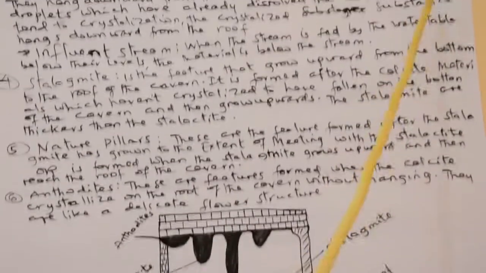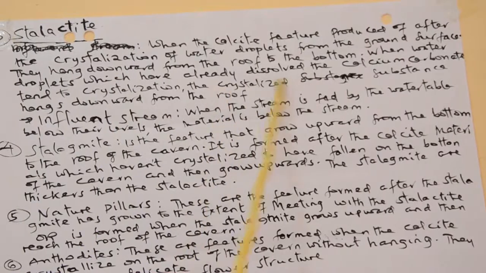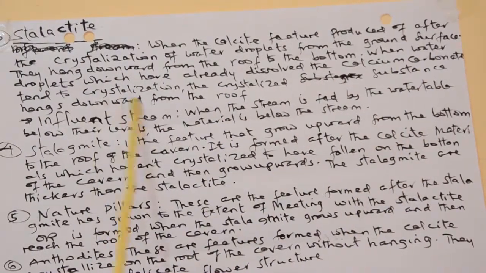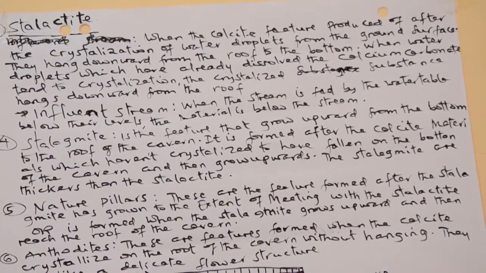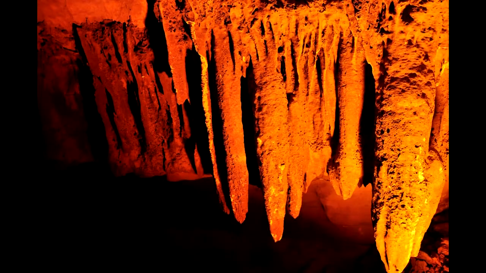When water drops which have dissolved calcium carbonate tend to crystallize, this crystallized substance hangs downwards from the roof. Therefore, a stalactite is a feature caused by reaction with water, where the soft part dissolves and the hard part remains hanging downwards like this structure. Ukipita ndani ya mapango mle, unakuta likuta limenginizia chini.